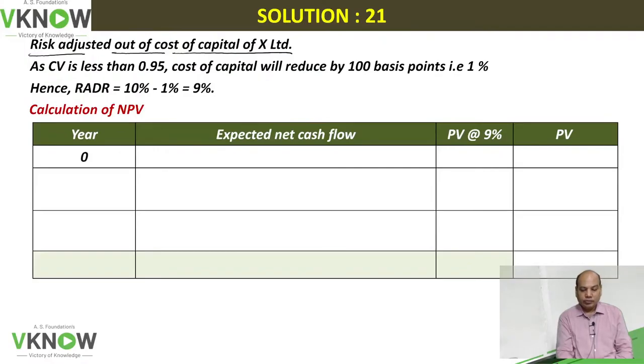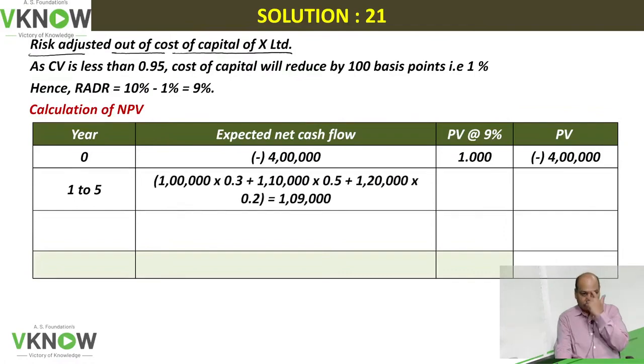Calculation of NPV with 9% discount rate. Draw a table with 4 columns: year, expected net cash flow, PV at 9% and PV. Year 0, 4 lakh rupees. Present value 4 lakh. Year 1 to 5, what will be my expected net cash flow?